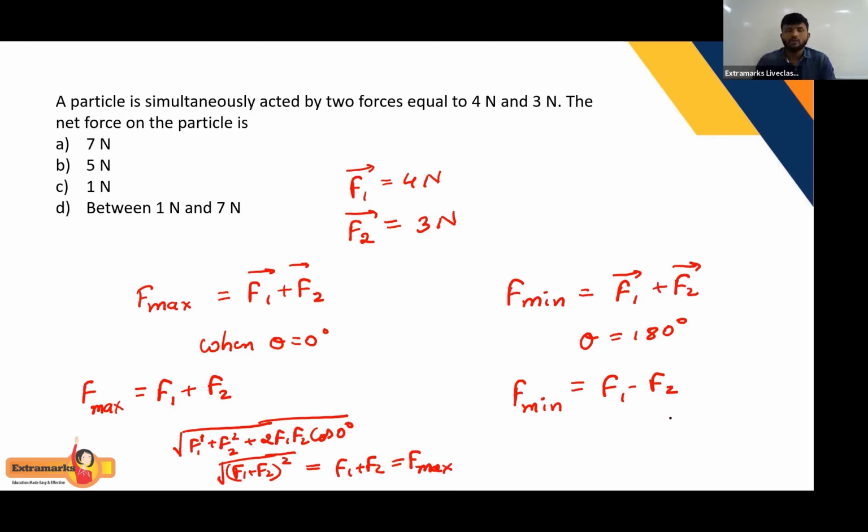So if I do a plus b, then I will get 4 plus 3, that is 7. And if I do a minus b, then I will get 4 minus 3 equal to 1. So I can get any value between the maximum and the minimum. That's why the answer can be anything between 1 Newton and 7 Newton. This is a very important problem. Please have a look again.